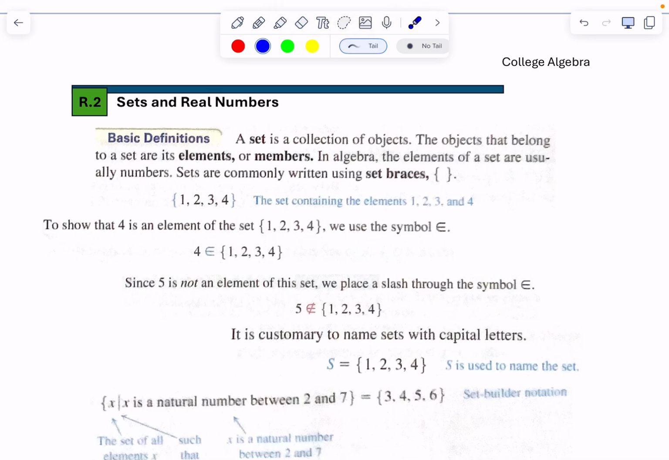Okay, it's going. I think it's going. All right, R2, sets and real numbers.